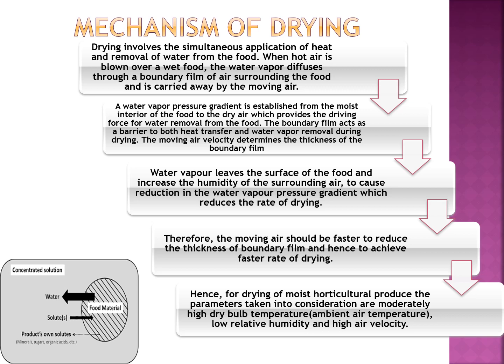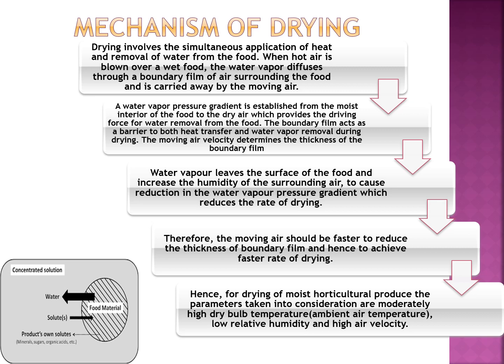The basic mechanism of drying involves the simultaneous application of heat and removal of water from the food. When hot air is blown over a wet food, the water vapor diffuses through a boundary film of air surrounding the food and is carried away by the moving air. As you can see in the picture below, the water is coming out of the food product and the solutes are being concentrated.